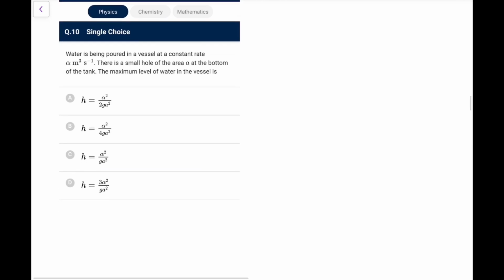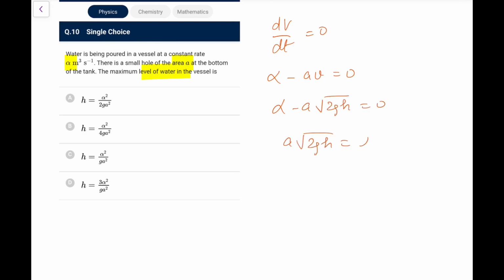Next, water is being poured in a vessel at a constant rate alpha. There is a small hole of area A at the bottom. The maximum level of water in the vessel, we'll say, is when this dV by dt term becomes 0, or you can say the incoming rate alpha minus the outgoing rate A v becomes 0, and we know v is equal to root 2gh. So you can say A into root 2gh equals alpha, so h becomes alpha square upon A square 2g. Again this is a standard result, a very important question generally taught to the IIT students for sure.